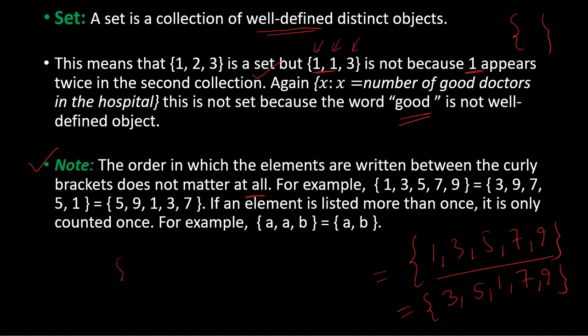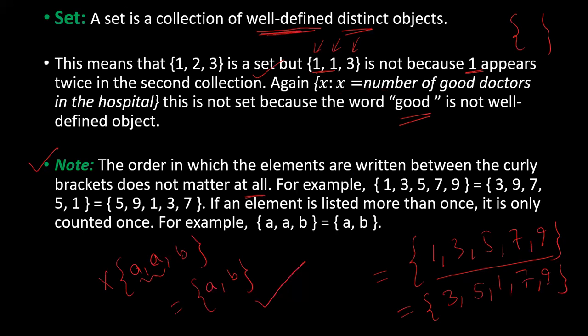And if we see any object or element in the set repeated twice or thrice or more than once, to make this a set, we write each element only once, and this will become a set. Otherwise this is not a set, because the definition itself says well-defined and distinct objects. So this should be well defined as well as distinct.